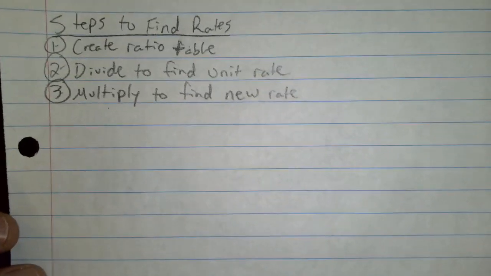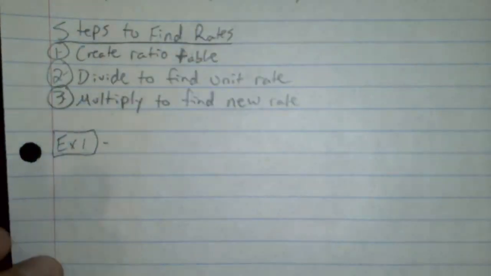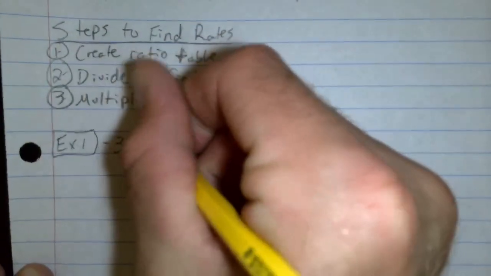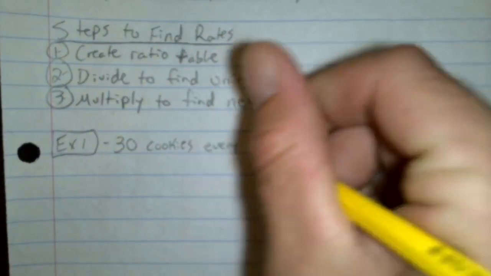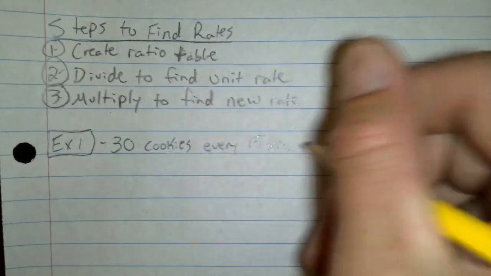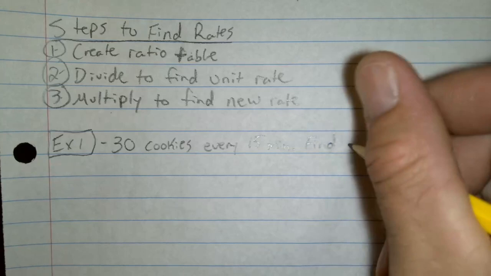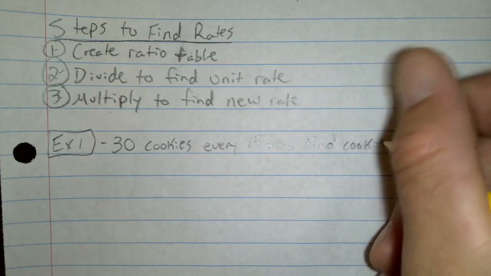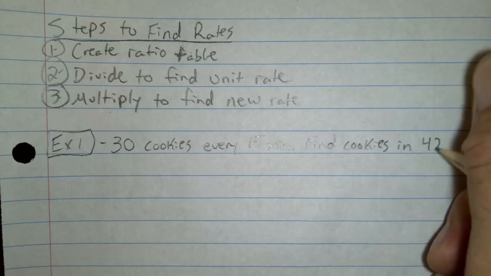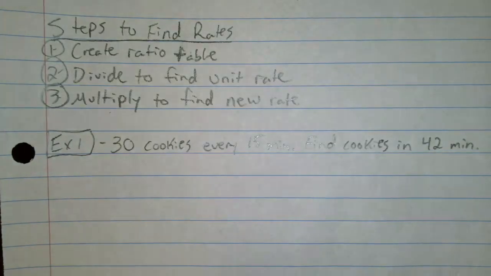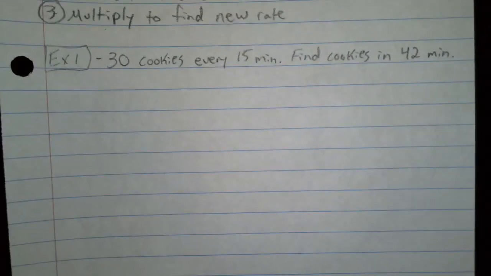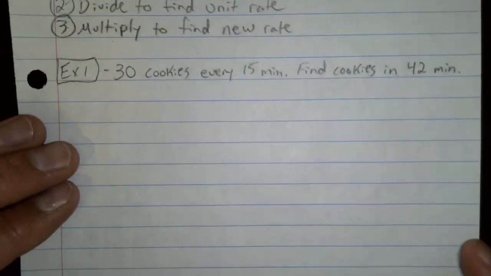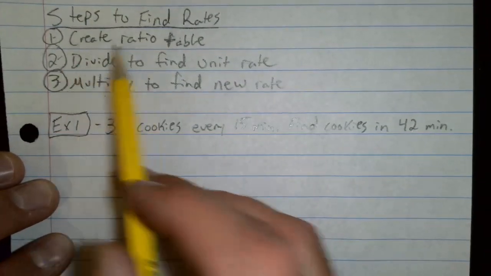So question 1, go and write EX1. EX1 says 30 cookies every 15 minutes. It's making me hungry, it sounds pretty good. Find the number of cookies in 42 minutes. So step 1 says create your ratio table.